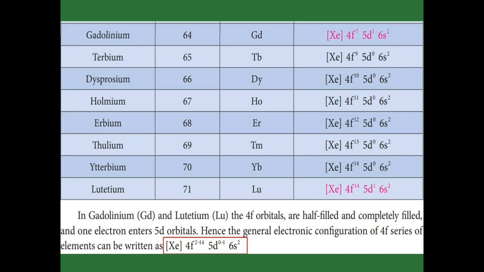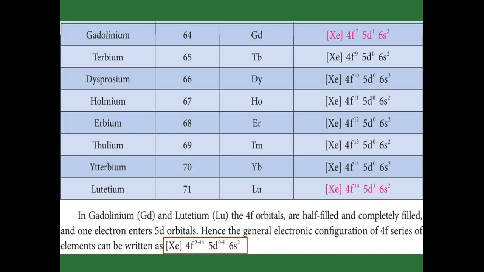In terbium, atomic number 65, up to xenon 54 is filled. Afterward we have 11 electrons. Those 11 electrons fill into 6s2 and then 4f9. Here we start from 5d0, that is, there are no electrons filling the 5d orbital up to ytterbium. You see dysprosium, holmium, erbium, thulium, ytterbium. Up to ytterbium there is no electron in the 5d orbital. Instead of filling the 5d orbital, the last electron goes to the 4f orbital.